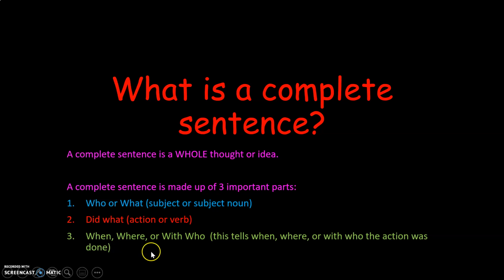Do I have a when, where, or a with who? Sure, I have a where. Outside was my where. So I ran outside is a complete sentence because it has a who or a what, a did what, and I used one of my W words, I used where.